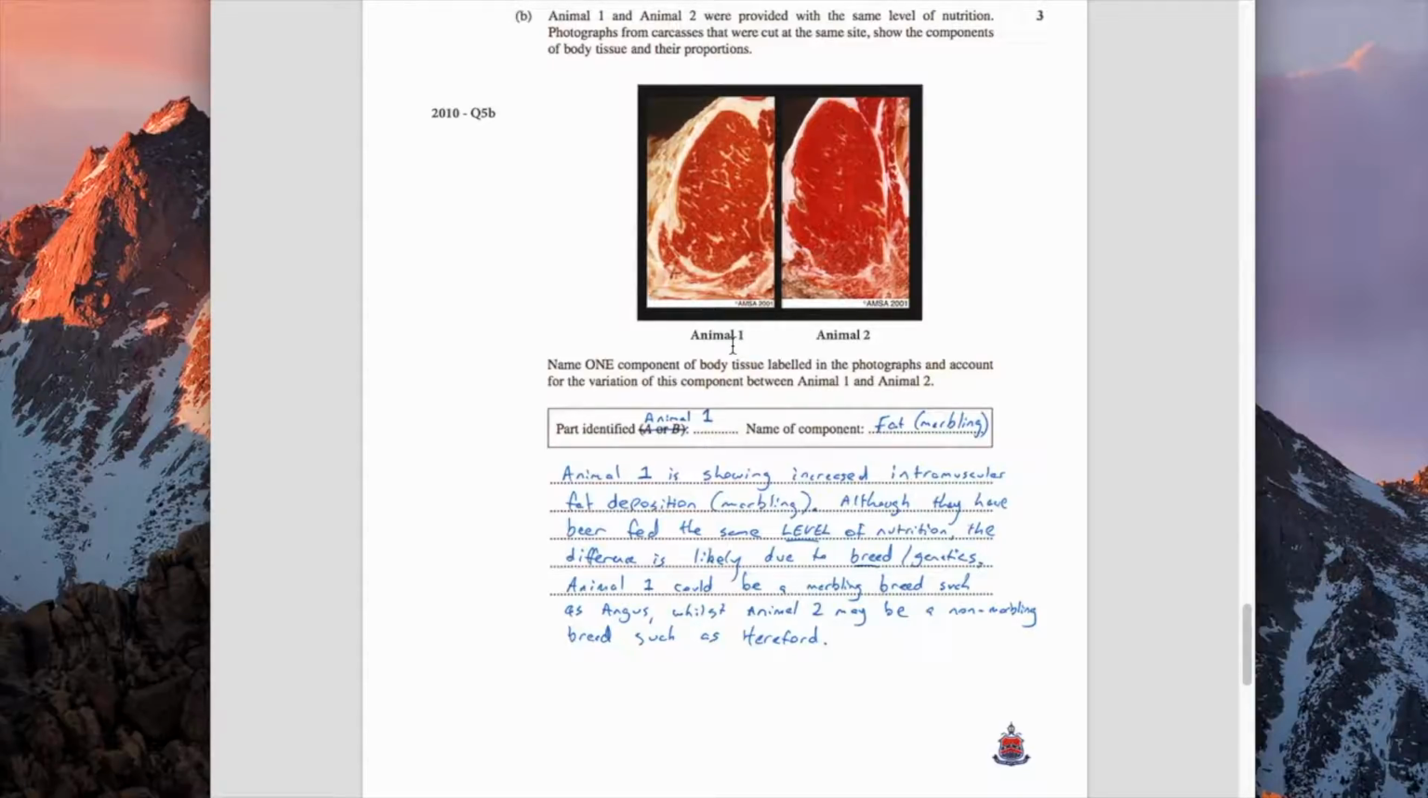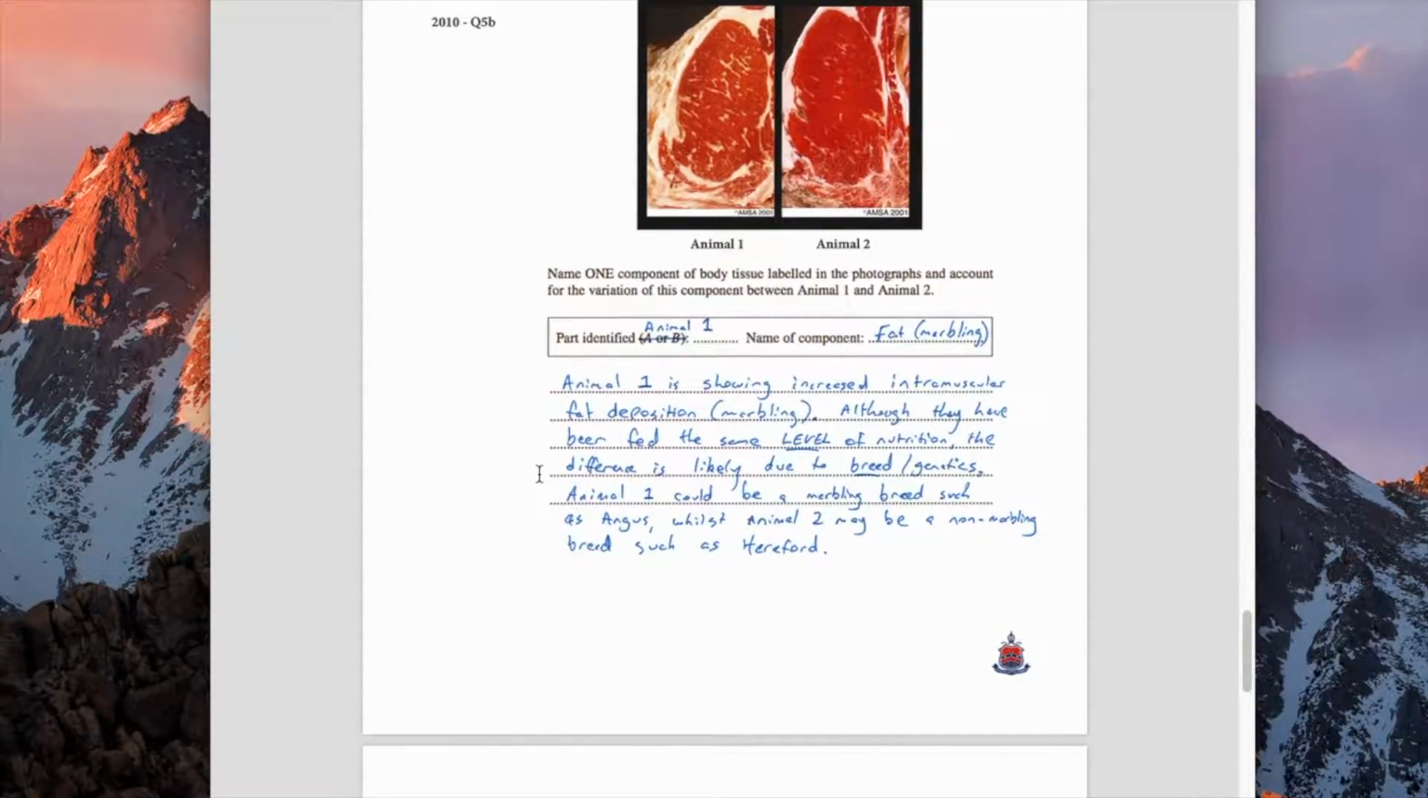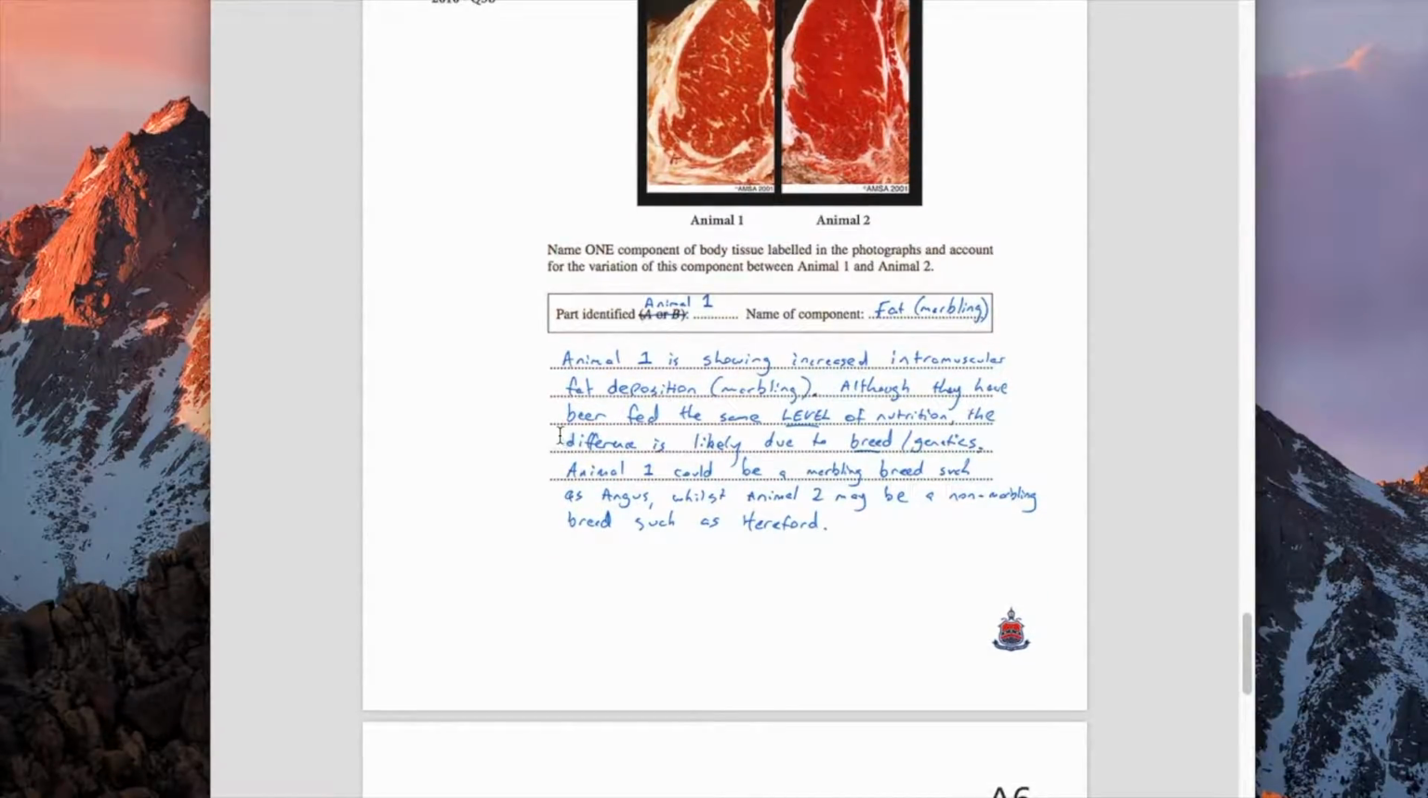So we know that some animals will marble, some breeds, and other breeds won't. And an example of a breed that will marble is Angus, and one that won't so much or won't is Hereford. So animal 1 on the left is showing an increased marbling or intramuscular fat amount, and although they've been fed the same level of nutrition, the difference is likely due to breed or genetics.